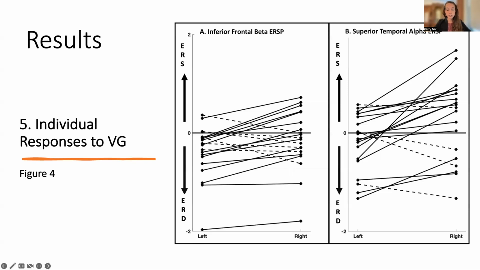And finally, we also tested if ERSP, or asymmetry score, magnitude correlated with age or handedness, or differed based on sex or bilingualism. We found that these characteristics were not significantly associated with spectral responses in the IF beta band or the ST alpha band of hemispheric asymmetry.